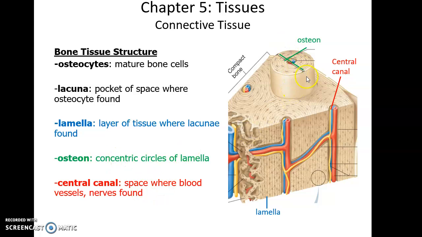Then we have the osteon. The osteon is a series of concentric rings of lamella. So lamellae forming concentric rings around a space called the central canal. And the osteon is the fundamental structural unit of most bones. And then the central canal is a space, a tube running through the bone at the center of the osteon. It houses blood vessels, lymphatic vessels, nerves, all the various things that you need within the bones because they are living structures.